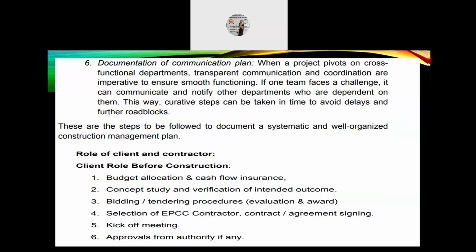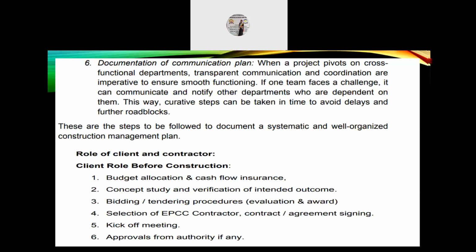Number 6. Documentation of communication plan. When a project pivots on cross-functional departments, transparent communication and coordination are imperative to ensure smooth functioning. If one team faces a challenge, it can communicate and notify other departments who are dependent on them. This way, curative steps can be taken in time to avoid delays and further roadblocks. So these are the steps to be followed to document a systematic and well-organized construction management plan.